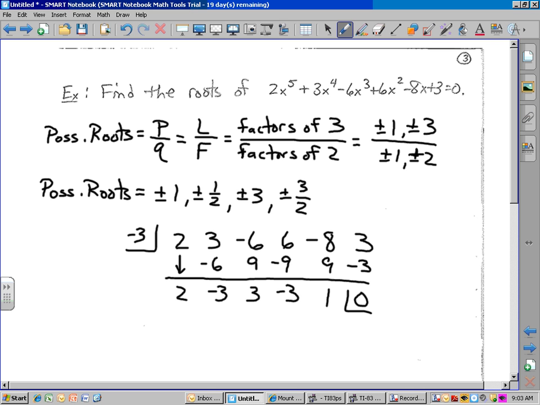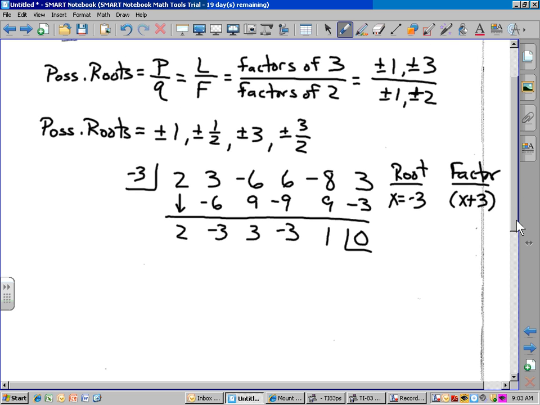Okay, it worked. So we got a root, and we have a factor. And also we said positive 1 looked pretty good, so let's see what positive 1 looks like. Now again, when we do this, we're going to break this down. We're only going to use the quotient when we're breaking this down synthetically.